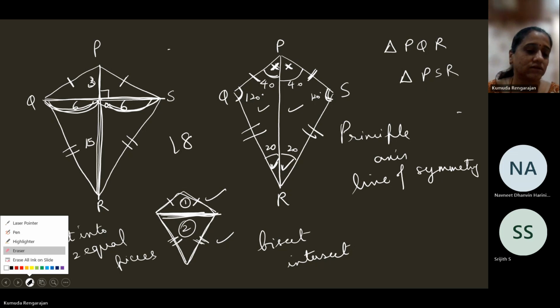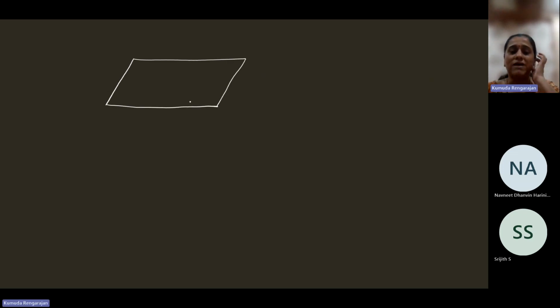Next, properties of a parallelogram. Now, in a parallelogram, I've been forgetting the trapezium in the middle. Sorry. Trapezium.